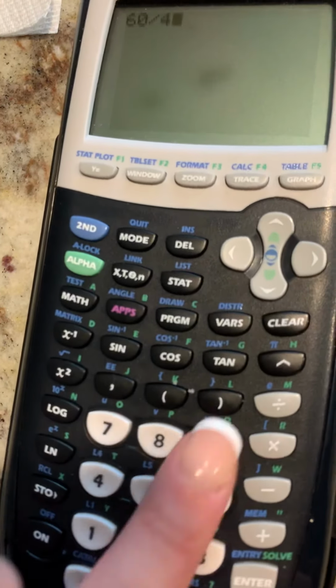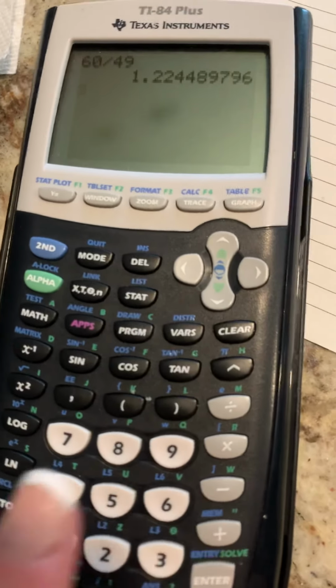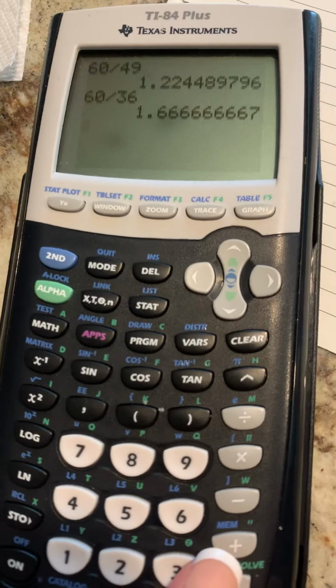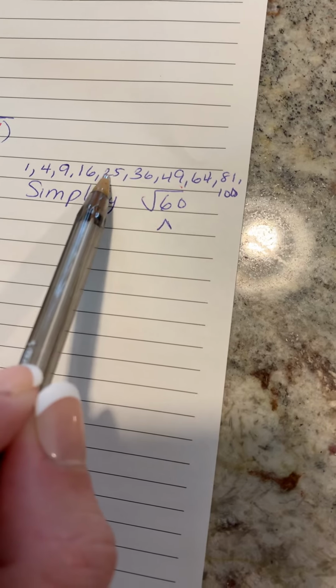60 divided by 49. Yeah, it doesn't go in evenly. I can't do 49 times something to give me 60. So I'm going to keep trying. Maybe I can try 36. That doesn't go in either. So see how I'm working my way backwards to try to figure out the highest one?